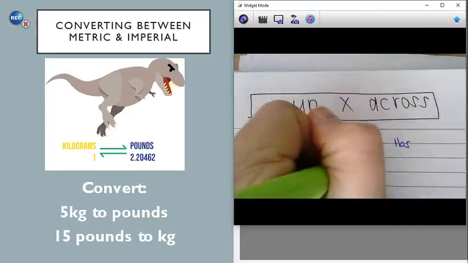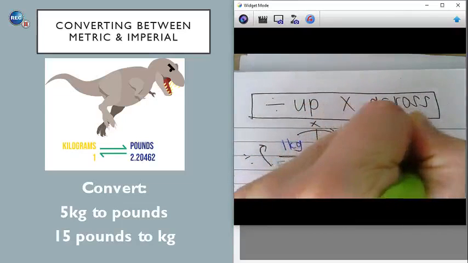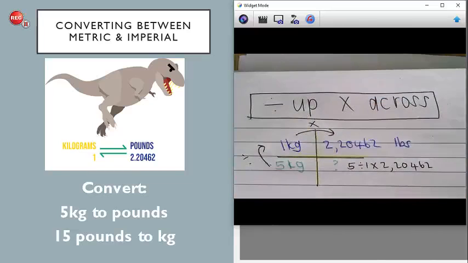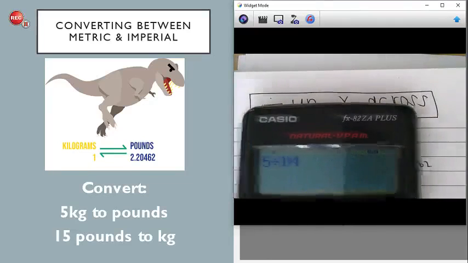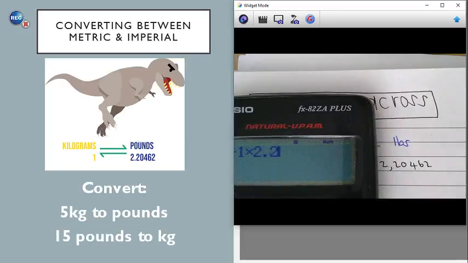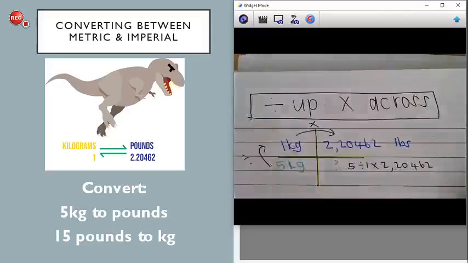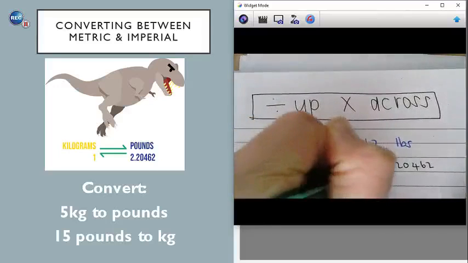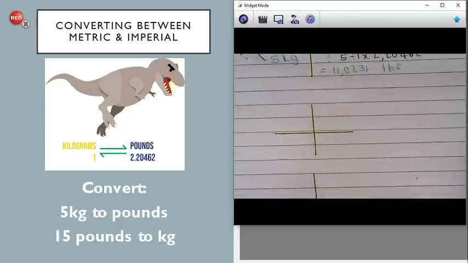So basically on your calculator it will be 5 divided by 1 times 2,20462. And when we do that calculation, we end up with 11,0231 pounds. So therefore your answer will be 11,0231 pounds. Now let's go to the next question. 15 pounds to kilograms.